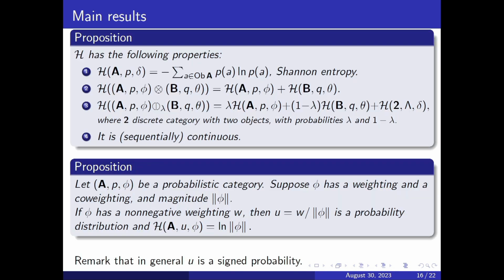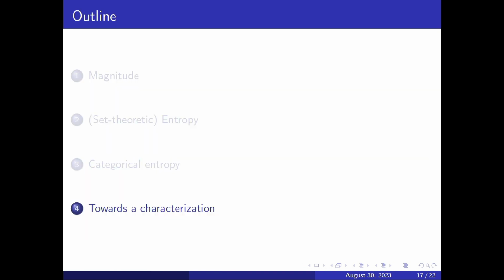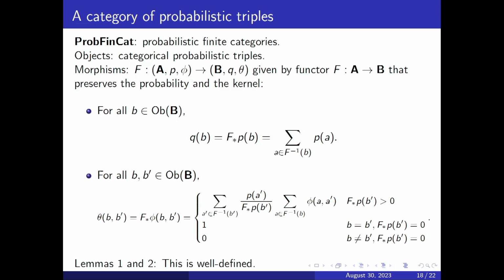So good. It seems that this is pretty much the function that I was looking for, but of course, it's not completely satisfactory because we would like to distinguish this function among all the possible functions that maybe have similar properties. So the last part of the talk is towards a characterization. We'd like to say, okay, this is the only function that satisfies this property. But maybe these properties are not enough. In fact, I'm going to conjecture that they are not enough.